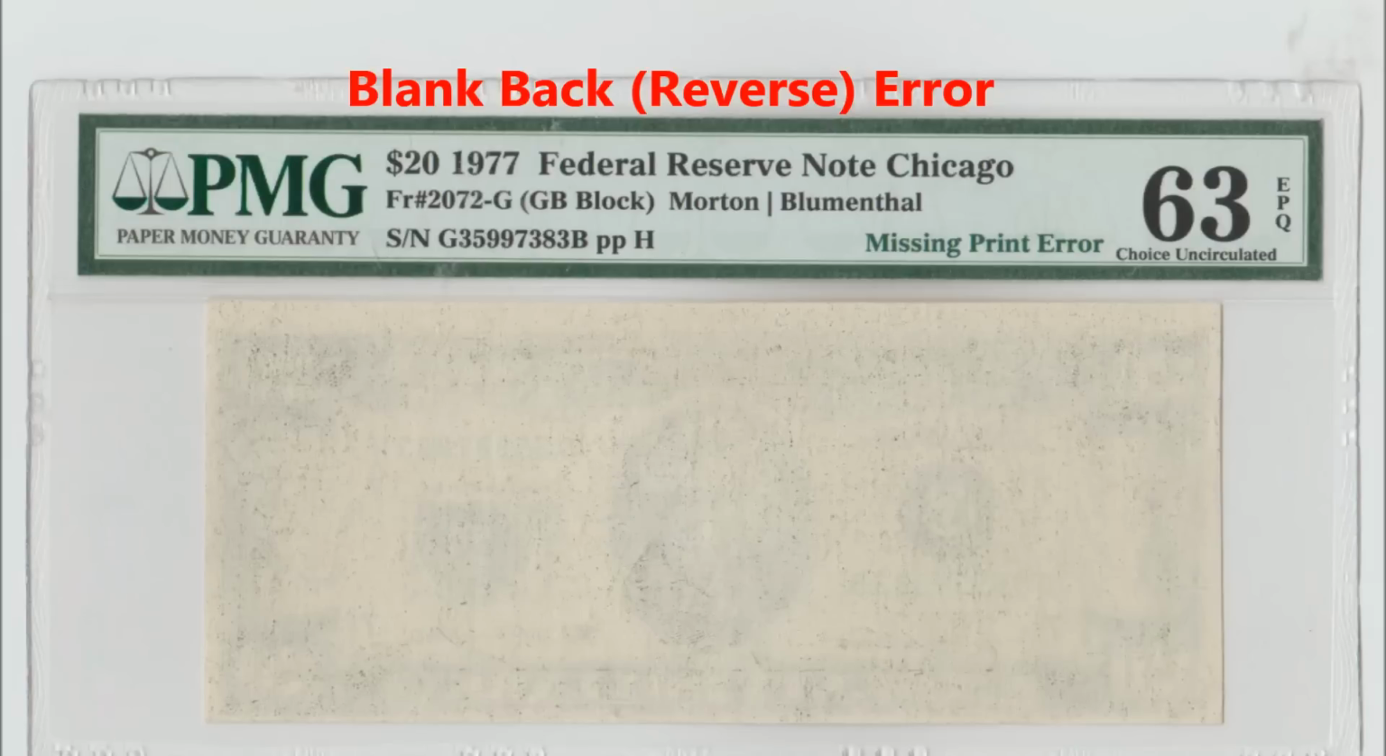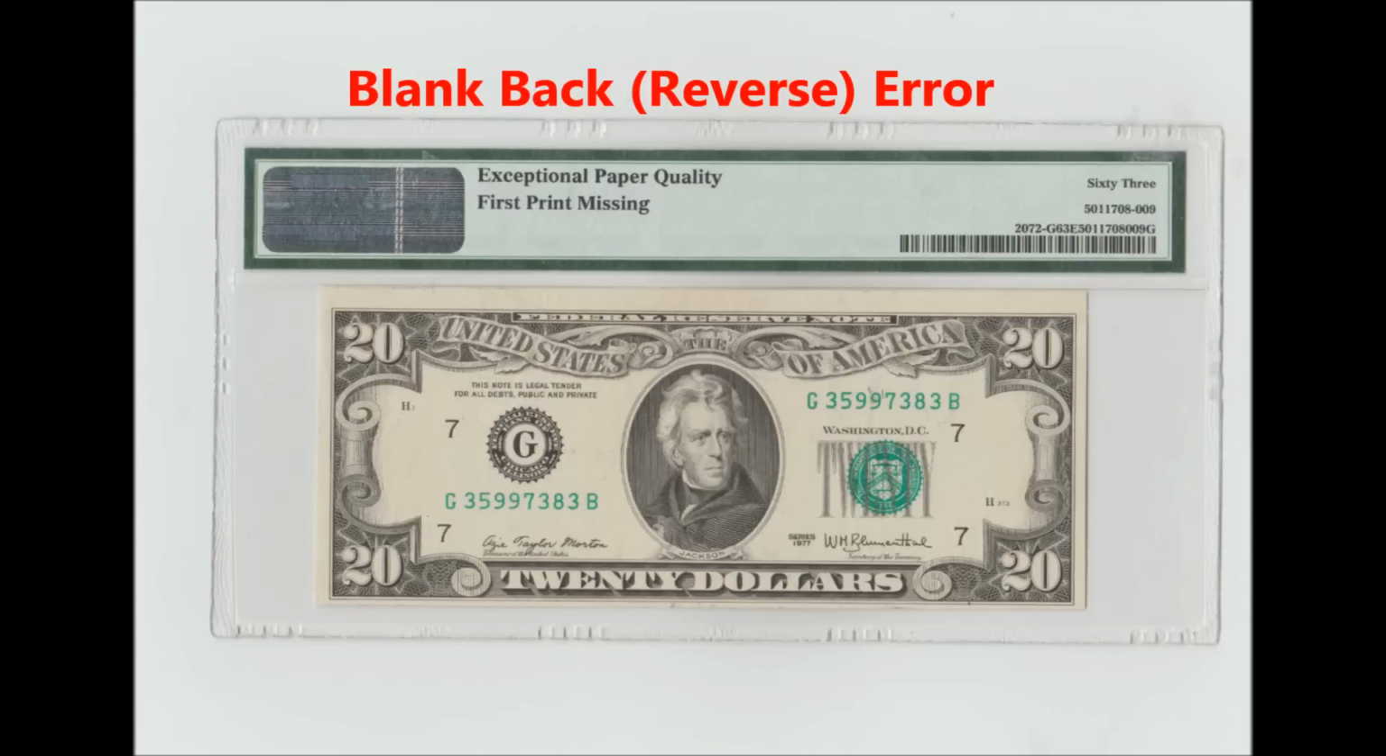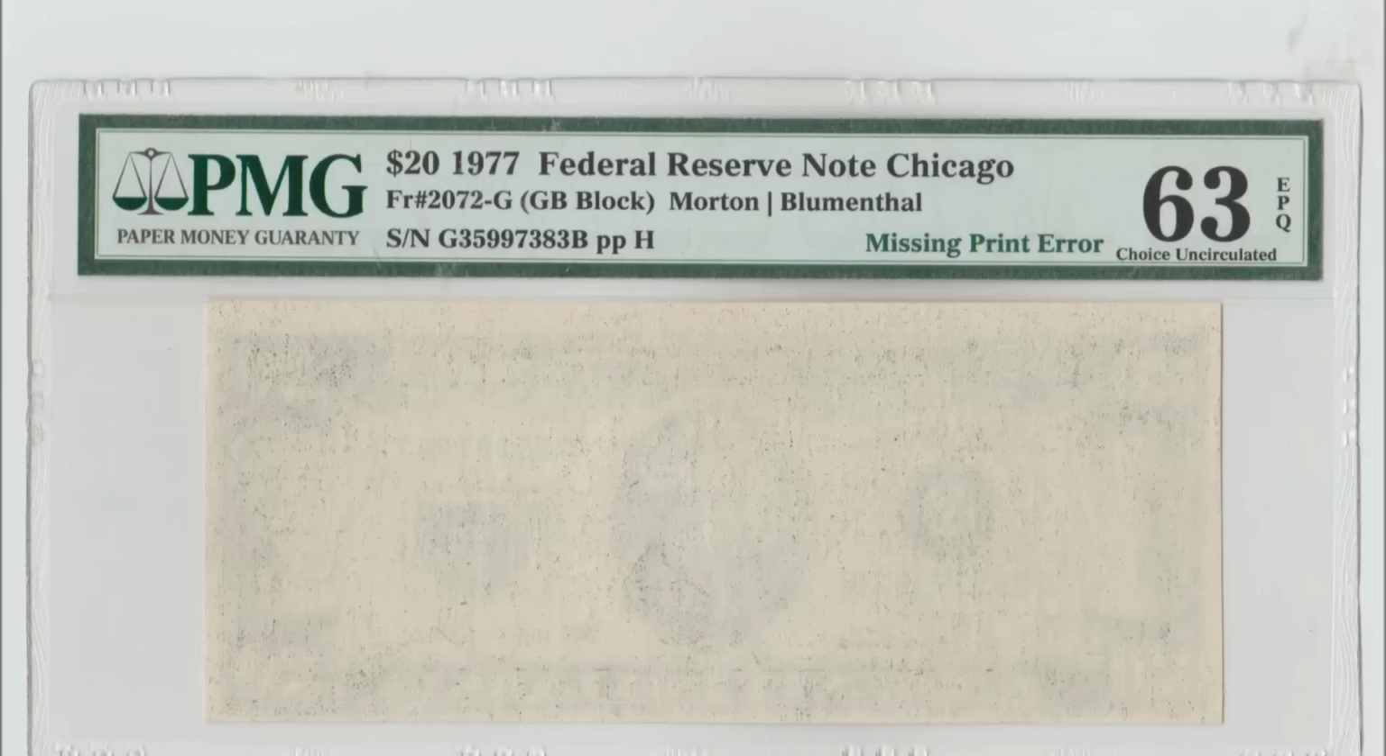This next error sold for quite a bit of money as well. It's a $20 1977 Federal Reserve note, and it's a blank back or blank reverse note, where none of the depictions were printed on the back of the bill whatsoever. As you can see, the obverse of the bill was printed fine. It is sitting a little bit low on the cut line, but nevertheless it's still in good shape, and it's worth quite a bit of money. This one sold in the neighborhood of $385.